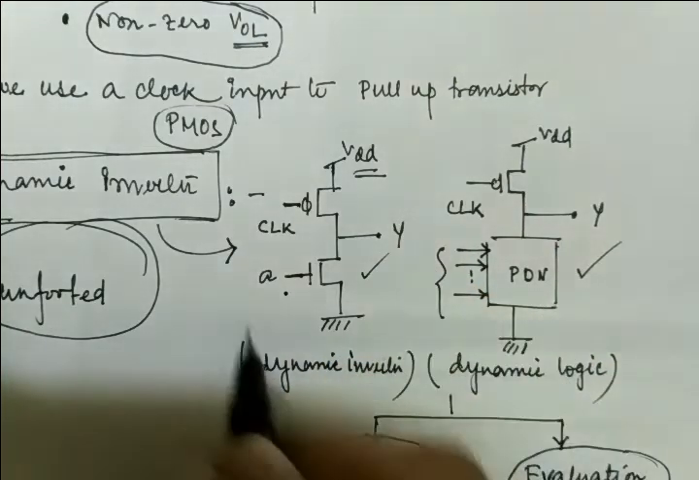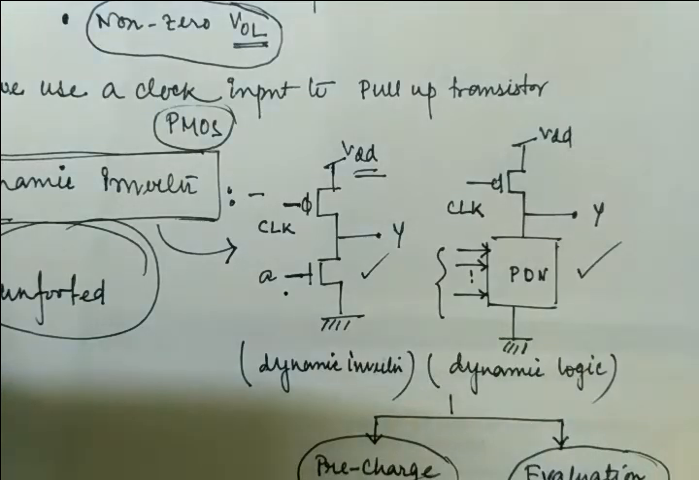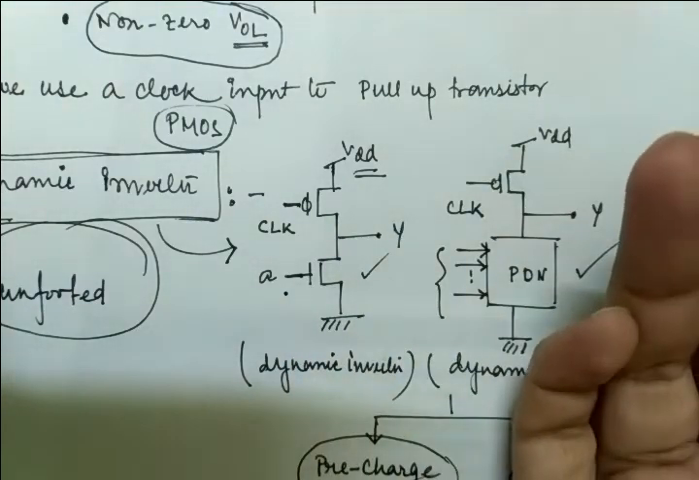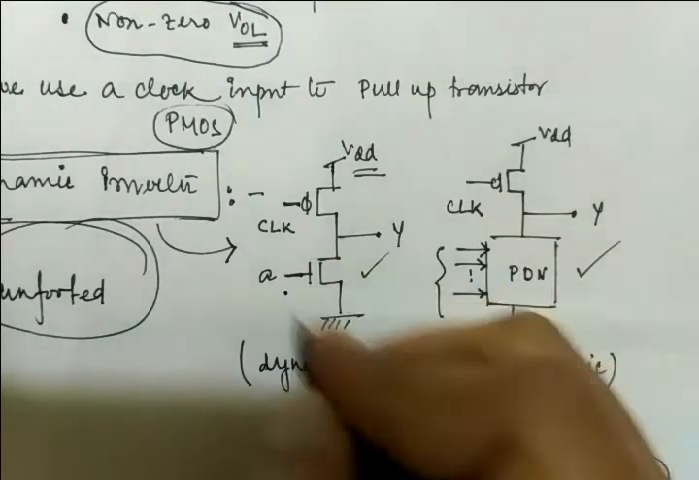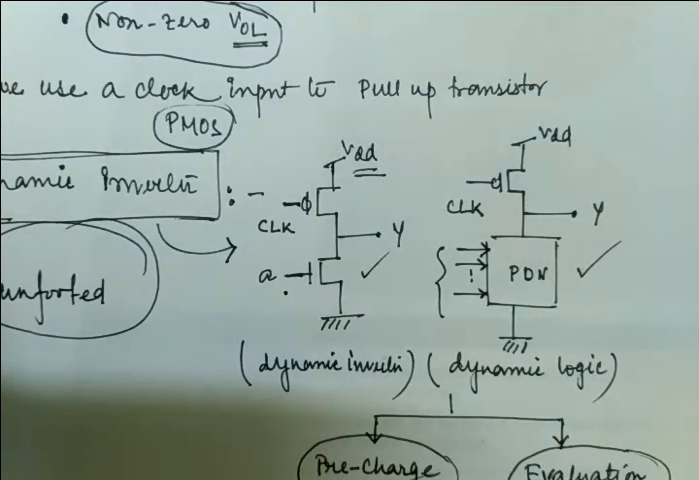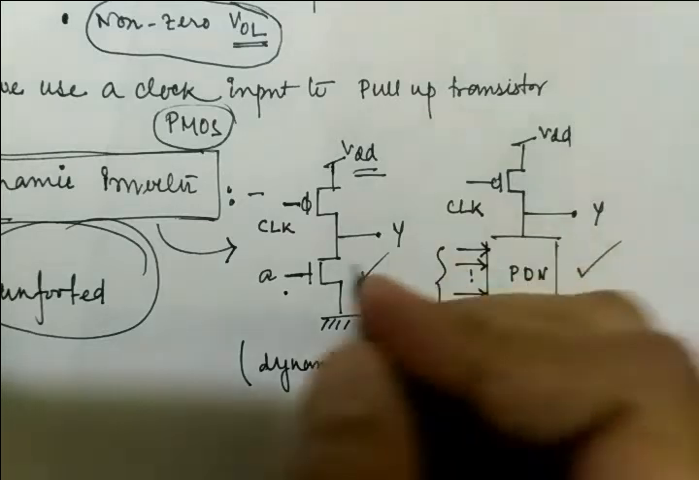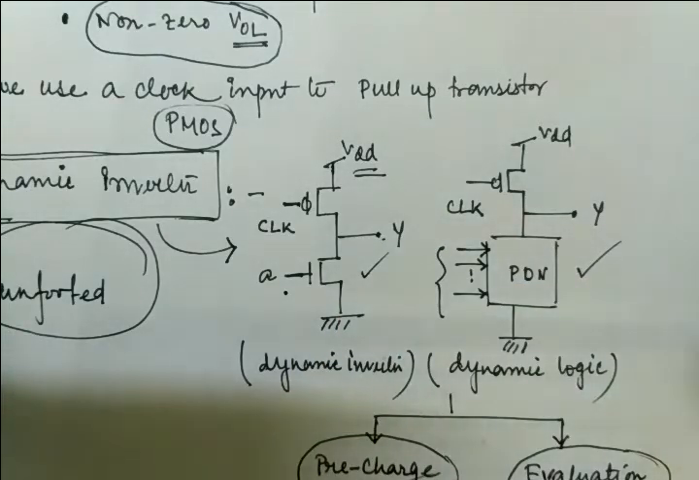Right? And when A equals 0, because the upper transistor is off, what will happen? Then the NMOS transistor is off. Obviously the NMOS transistor is off. Then what will be the condition of the output node Y? Y remains in the charged condition. That means Y equals 1, because previously it was charged to 1.